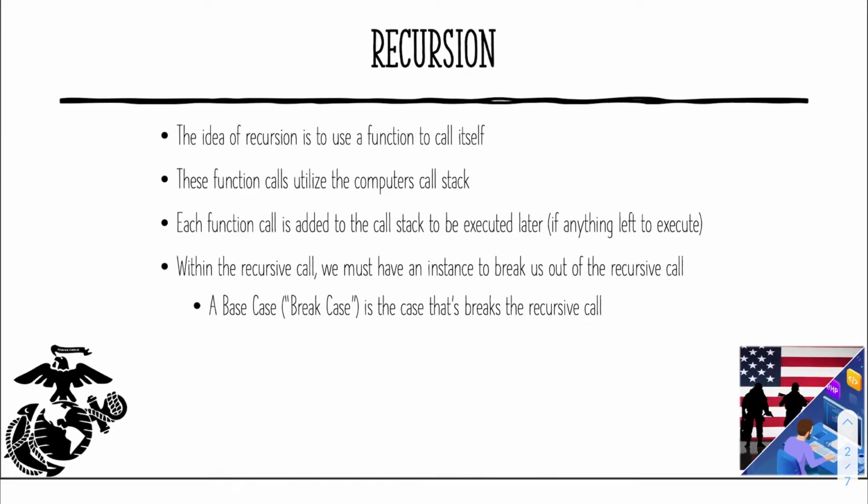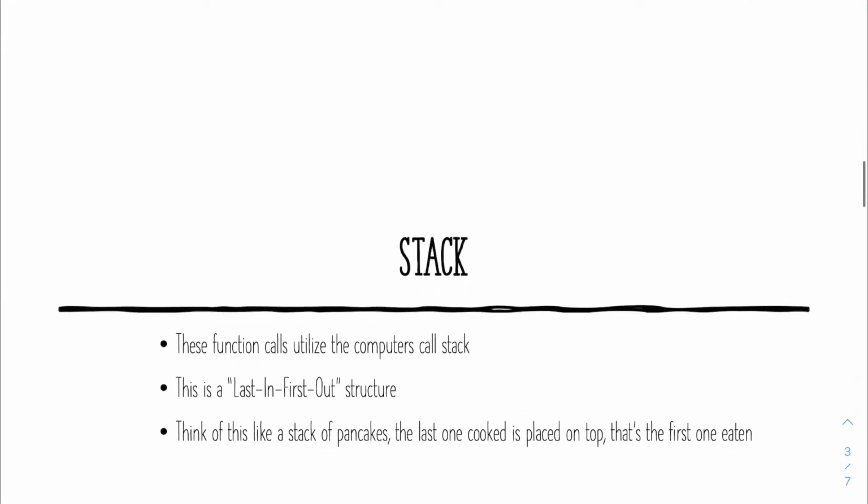Each function call that is added to the call stack is to be executed later. Some can even have additional code after the recursive call. And within the recursive call, we must have an instance to break us out of this recursive call. This is called a base case. You want to think about it as a break case. This is a case that breaks you from your recursive call.